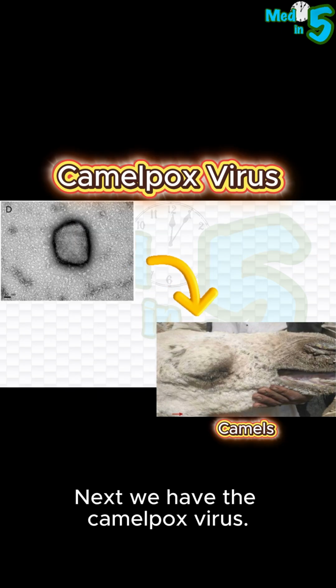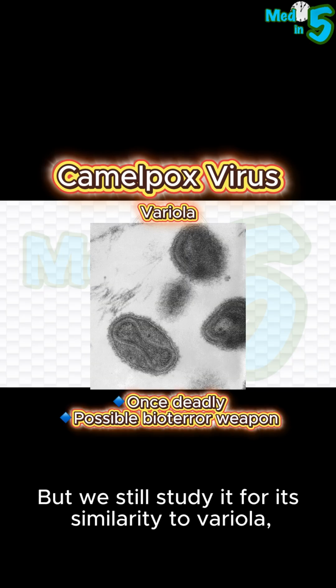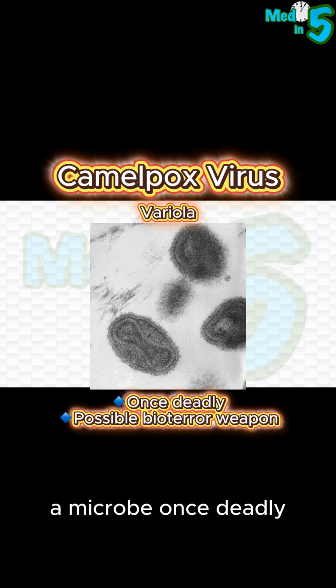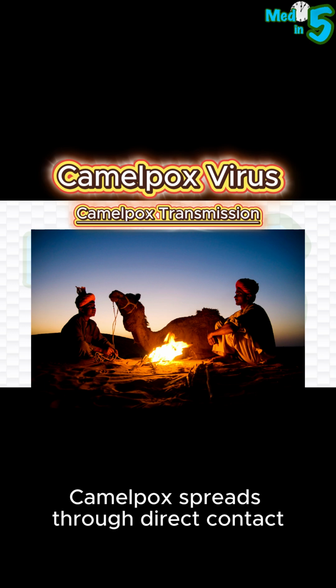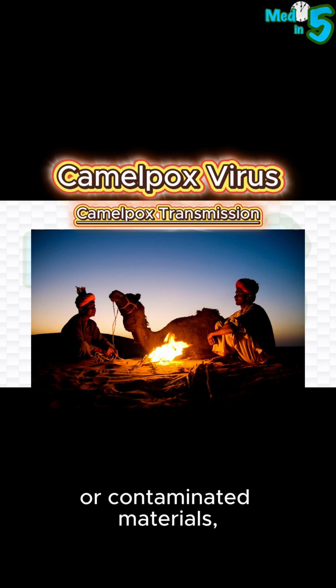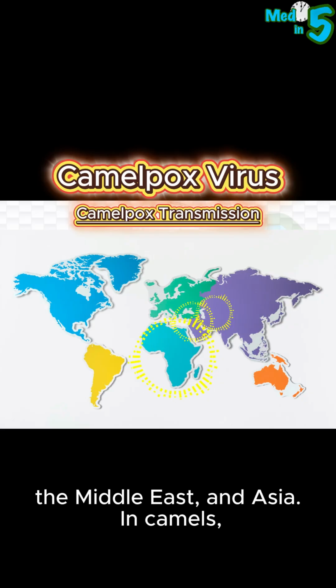Next we have the camelpox virus. This bug primarily infects camels rather than humans, but we still study it for its similarity to variola, the smallpox virus, a microbe once deadly and now viewed as a possible bioterror weapon. Camelpox spreads through direct contact or contaminated materials, mainly affecting herds in parts of Africa, the Middle East, and Asia.